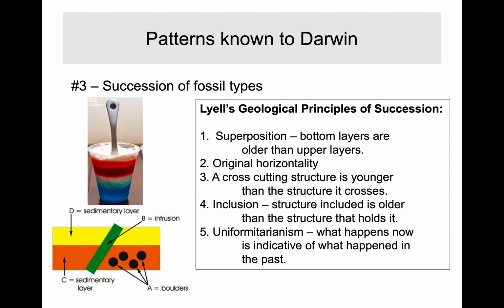Patterns, so additional patterns known to Darwin, continuing on with this idea of succession of fossil types. So Lyell, whom we'll talk about a little bit more later, had these geological principles of succession. And he had fancy words to go along with it, and we should run through them so that you're aware. So superposition: this is the idea that the bottom layers are older than the upper layers. And for any of you who've experimented with throwing sand or mud or dirt in water, you're going to see layers build up.